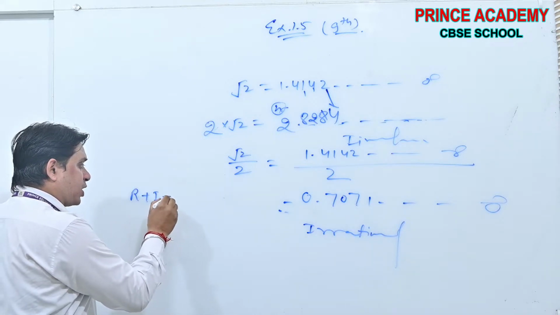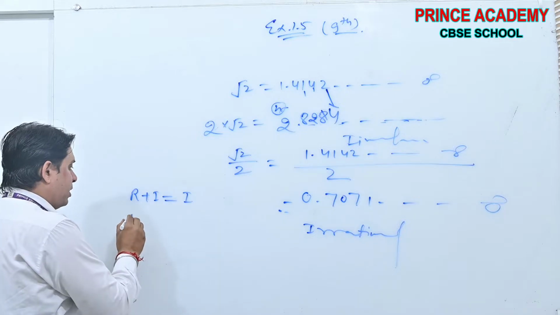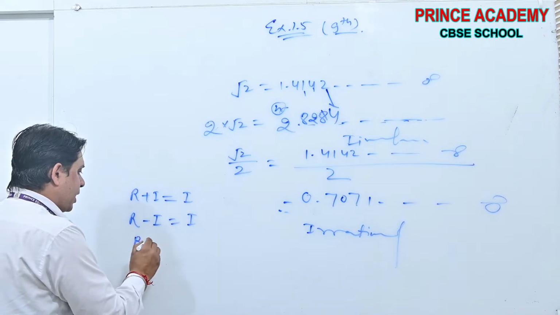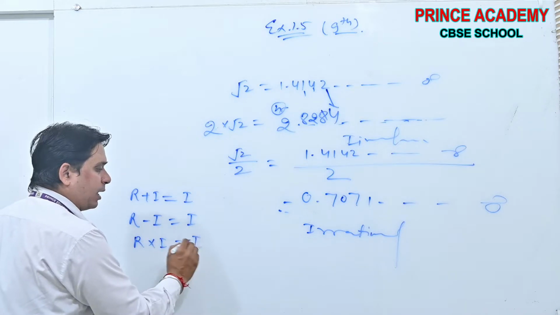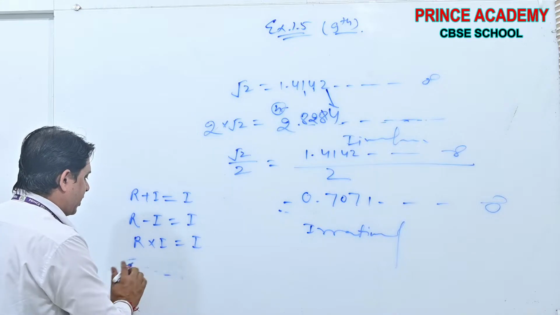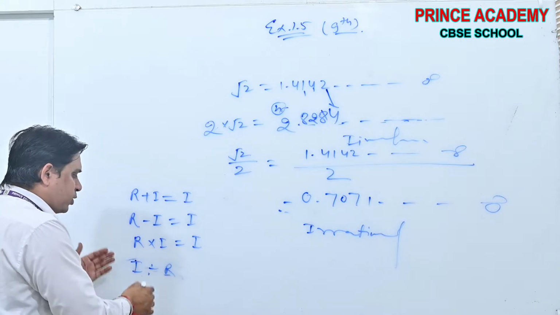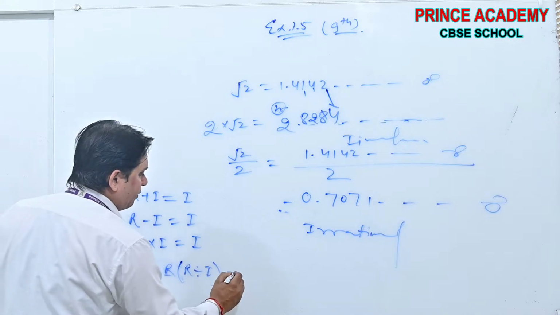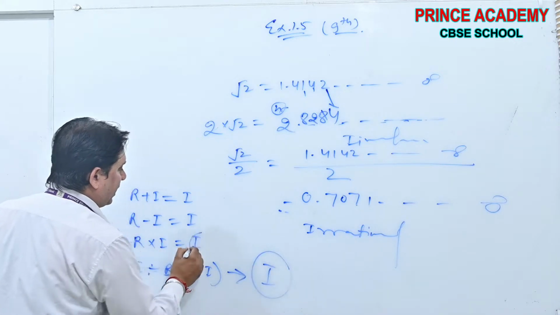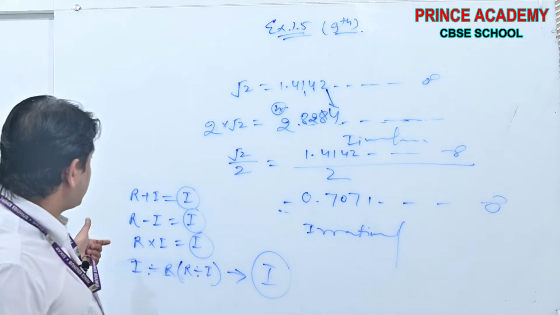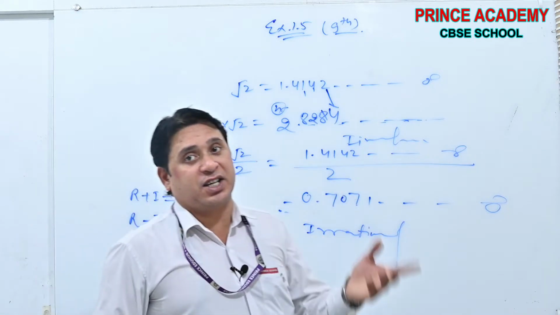Rational plus irrational is irrational. Rational and irrational difference, irrational. Rational and irrational product, irrational. Rational and irrational division, it can also be done in another manner: rational can also be divided by irrational, but both are irrational. Okay, beta, you got my point. This is the relation between irrational and rational.